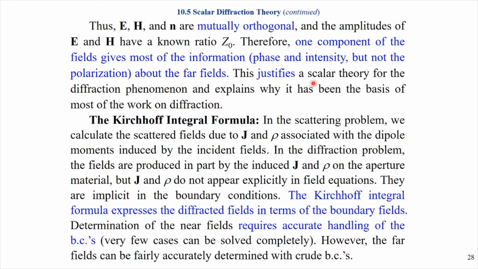This justifies a scalar diffraction theory for the diffraction phenomena. Okay, so we don't need everything. We just need one component. This justifies a scalar theory for the diffraction phenomena and explains why it has been the basis of the work on diffractions. So that's why we use scalar diffraction theory. All we need is one component, one of E or H.